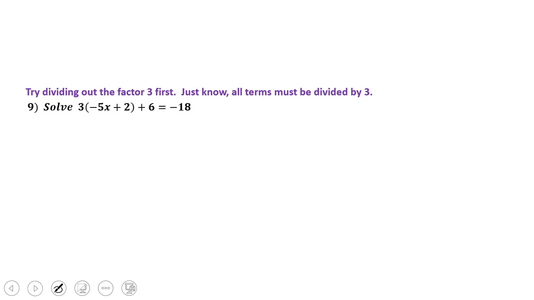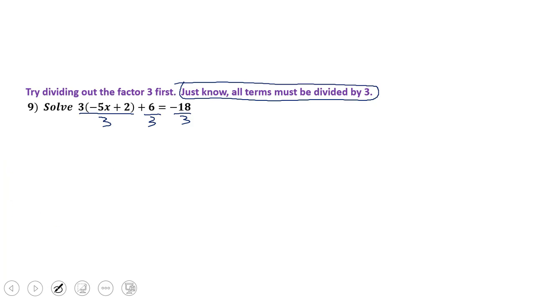Here in example 9, I'm just going to show you real quickly what it might look like to factor out that 3. Or not factor it out, but we're going to divide that factor of 3 out first. And just remember, and just know, you have to divide all terms. So if we look at the terms, first of all, inside the parentheses, this negative 5x plus 2, that entire thing is a term. So the factor is 3, so I'm going to divide that entire term by 3. And then the next term is the 6, I'm going to divide by 3. And the next term is the negative 18. I'm going to divide that by 3.